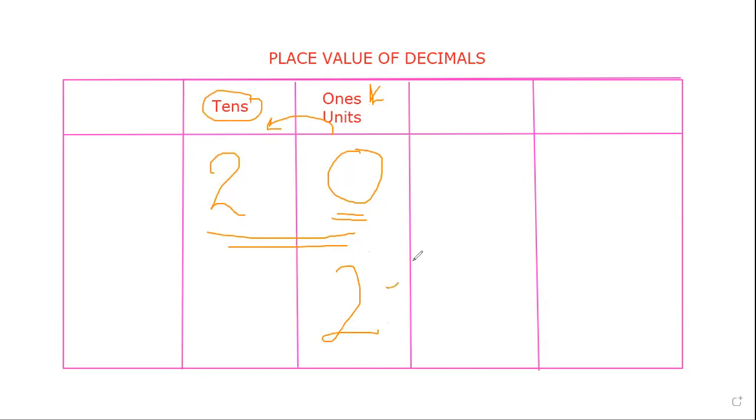Can somebody tell me how does 2 become 20? Put in the chat now. How did 2 become 20? 2 times 10. Very good. It's the power of 10. When you take a number and multiply by 10, it moves.